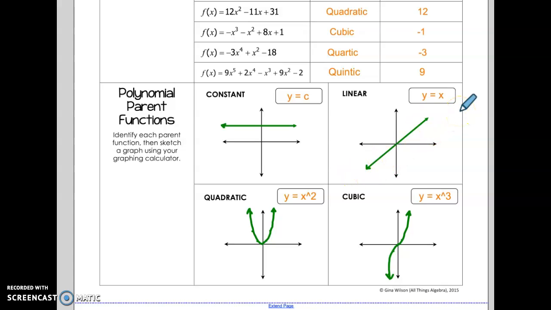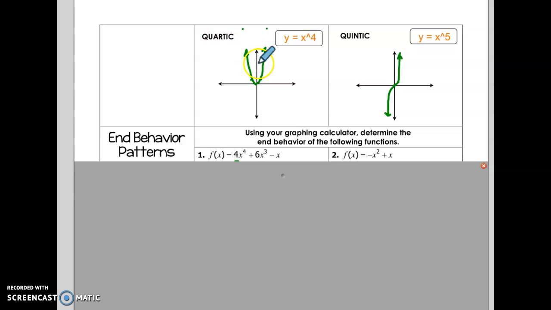Next one, linear parent function is just y equals x. Simple, remember parent function means just the most simple, nothing multiplied, divided, added, subtracted to or from it. Okay, quadratic is just y equals x squared. Cubic is y equals x cubed. Quartic is y equals x to the 4th. Should be more slender than a quadratic, can look similar to a quadratic. Quintic is y equals x to the 5th, again more slender in comparison to the cubic function.